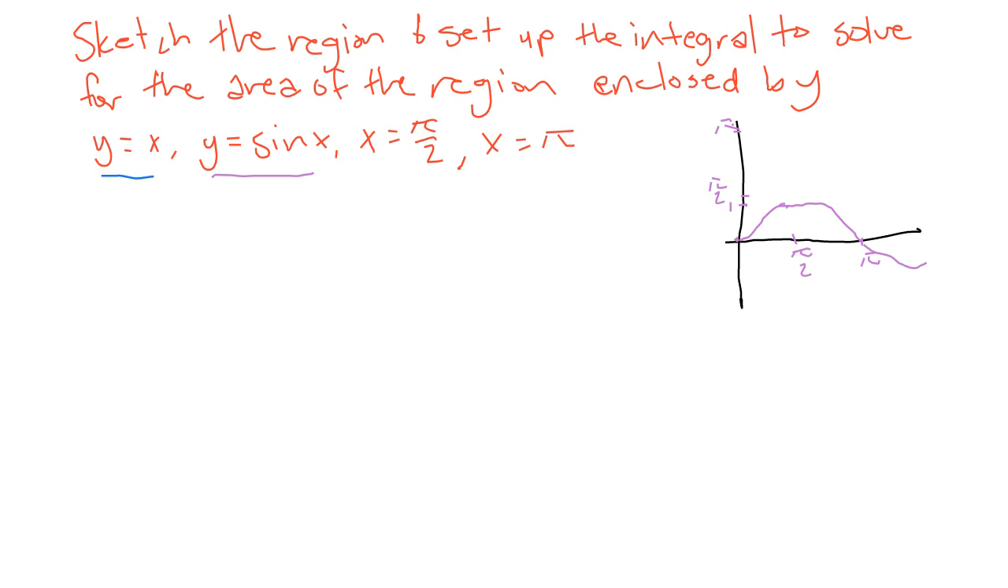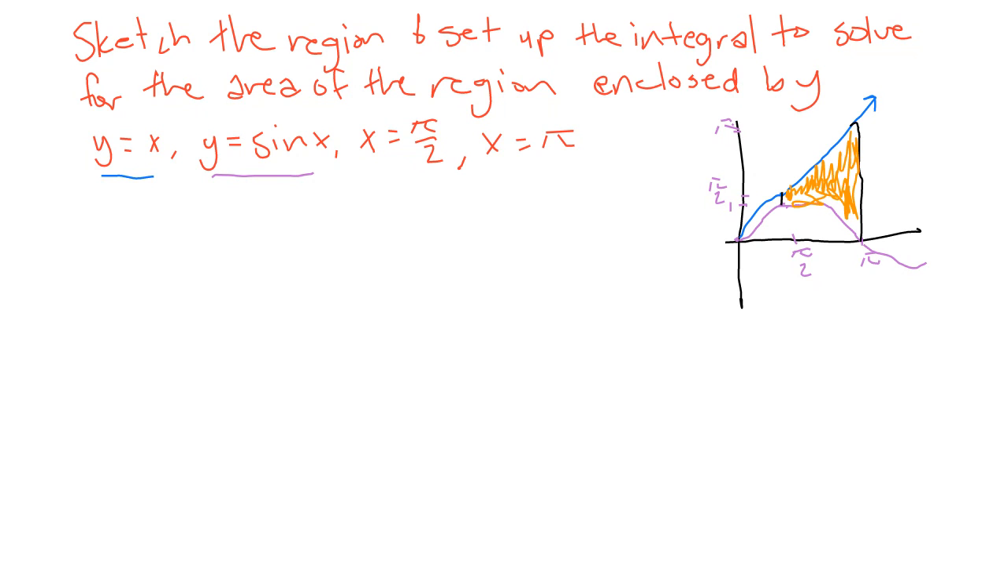y equals x is going to look a little something like this. And then we have our region set up between pi over 2 and pi. So what we're looking for is this area right here, below y equals x and above y equals sine of x.